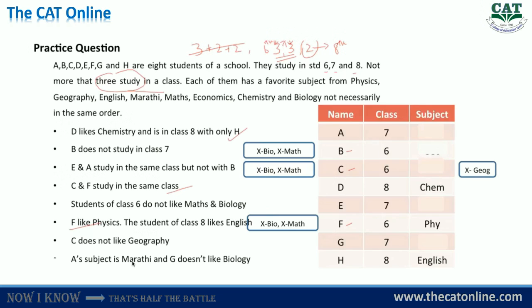The next information, A's subject is Marathi. So I'll write Marathi over here. And G does not like biology. So I'll write G also does not like bio. So B does not like bio, C does not like bio, F does not like bio, G does not like bio. So the only place that bio can come would be against E. So bio will come over here. What else is remaining? Now, C does not like bio, maths or geography. So among the 3 subjects remaining, which are maths, geography and economics, the only place that can come over here would be economics, correspondingly geography and maths.